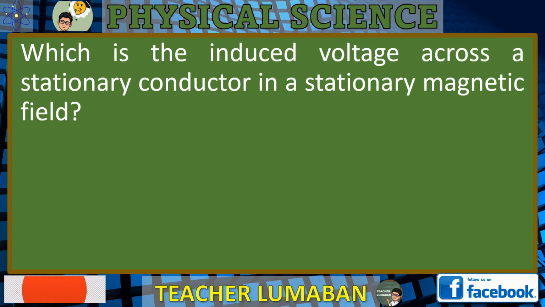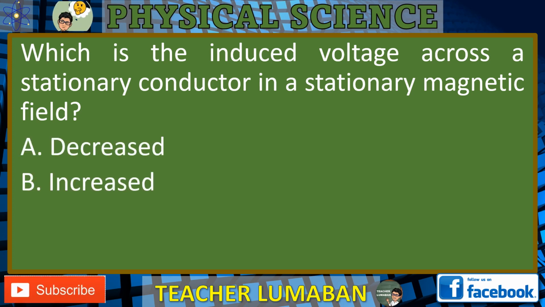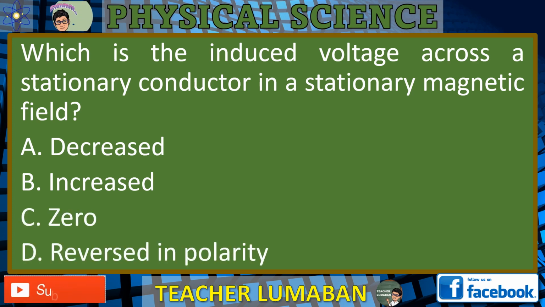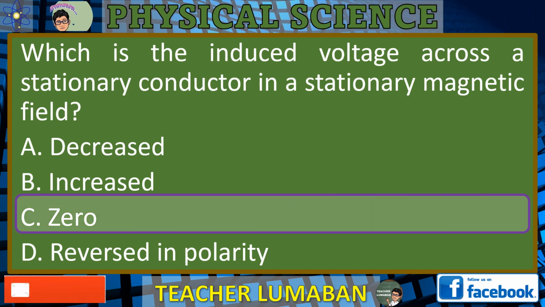Which is the induced voltage across a stationary conductor in a stationary magnetic field? Letter A, decreased. Letter B, increased. Letter C, zero. Letter D, reversed in polarity. In the next 5 seconds, select the best response from the available options. 5, 4, 3, 2, 1. The correct answer is C, zero. Ang tamang sagot ay C, zero.